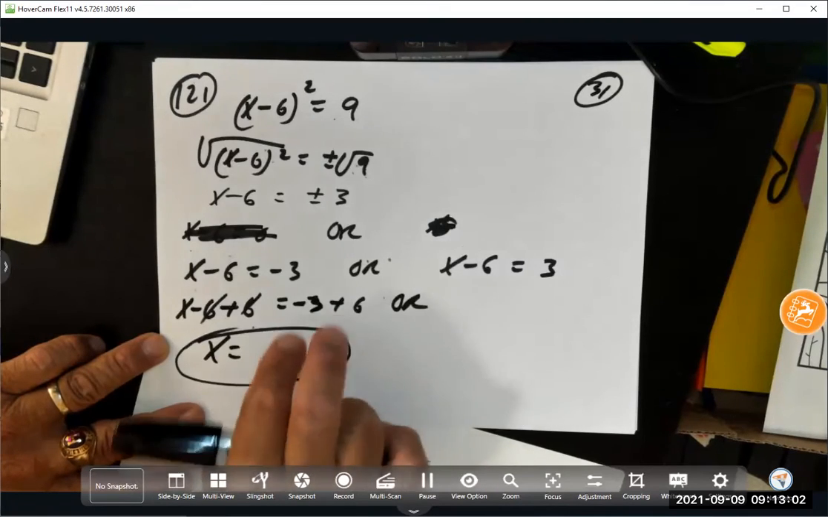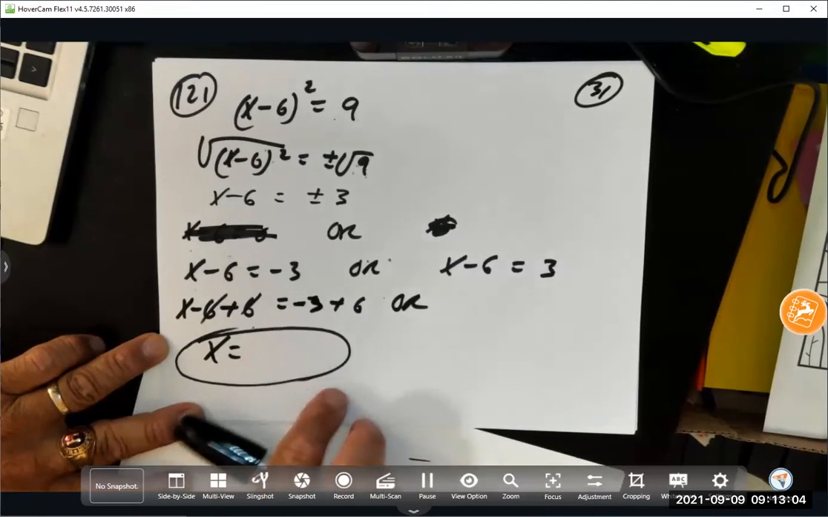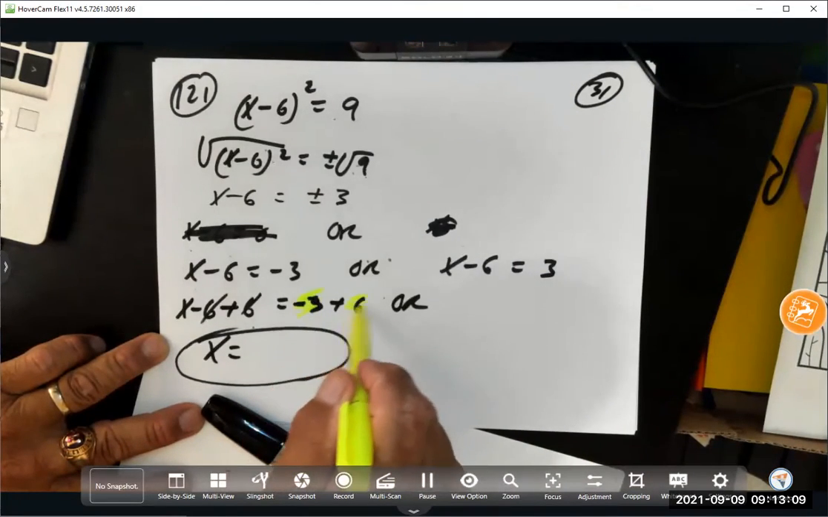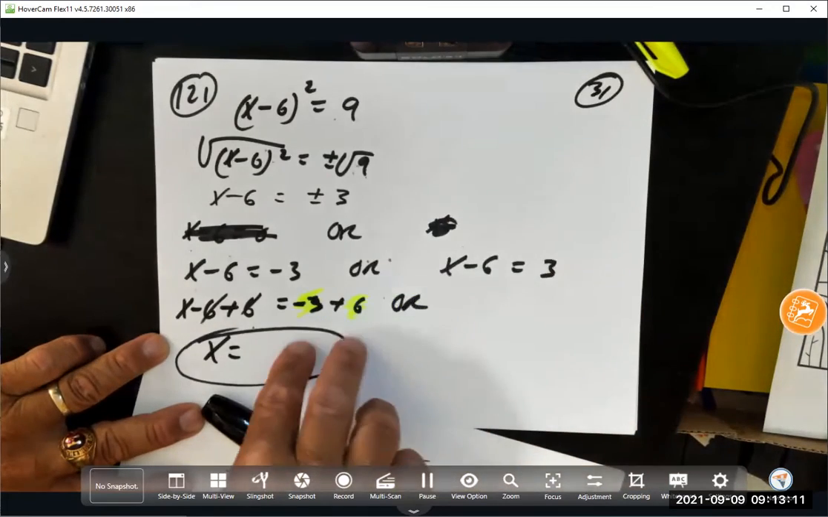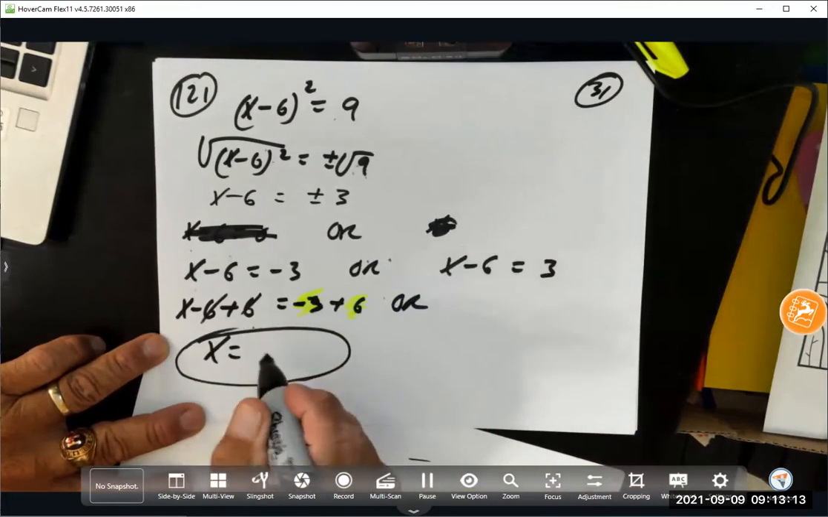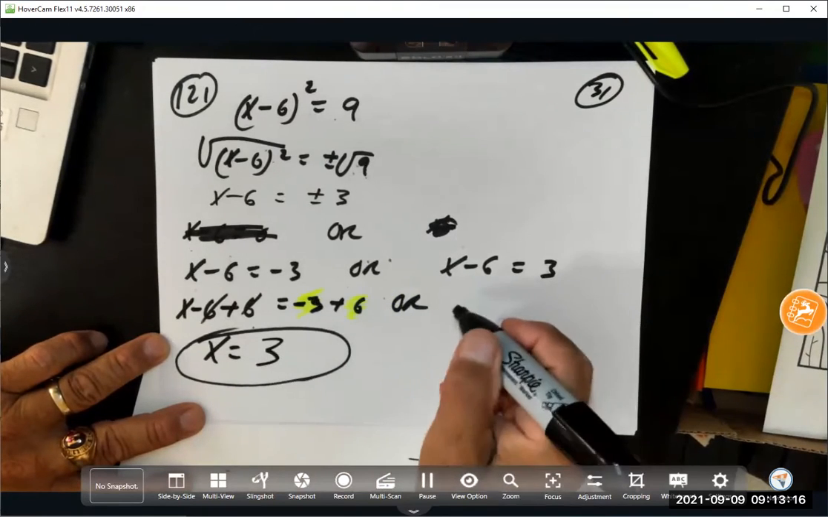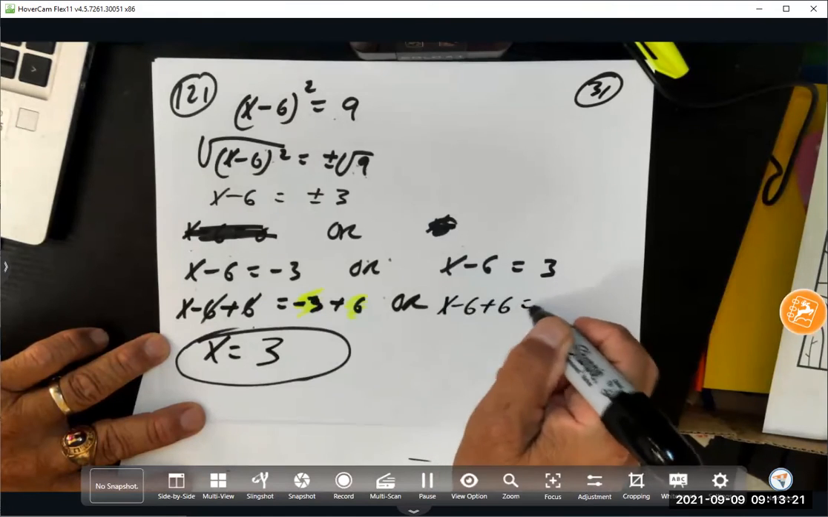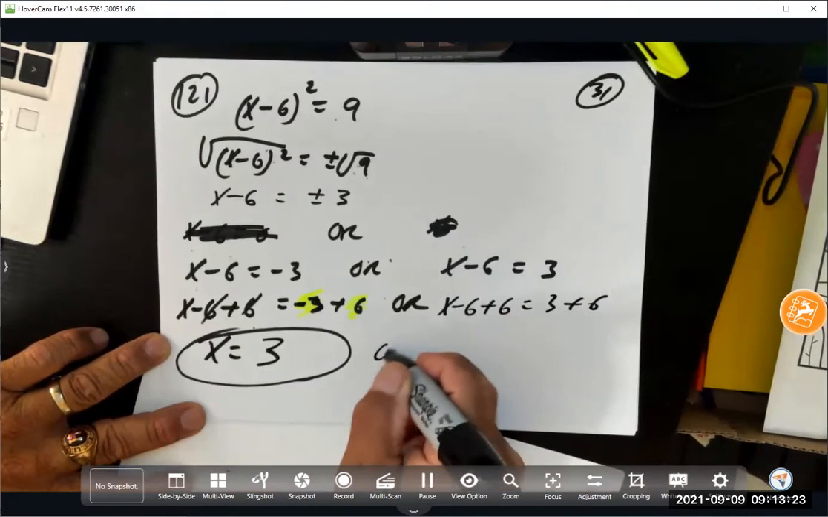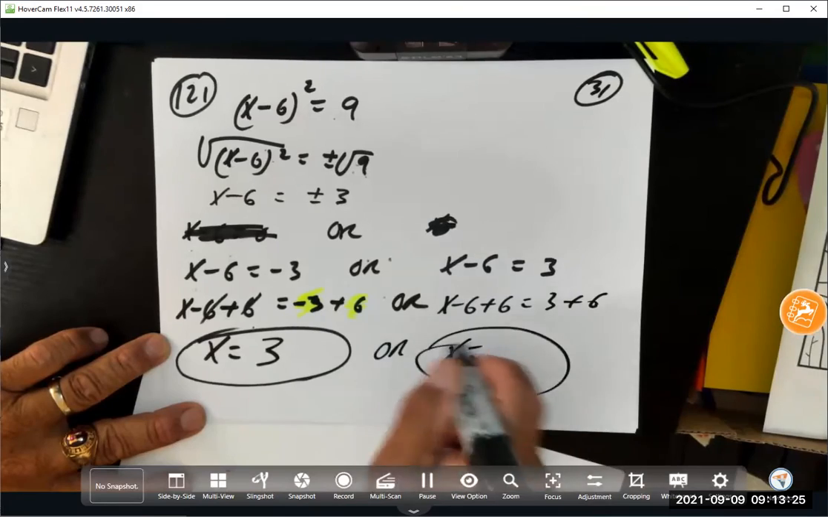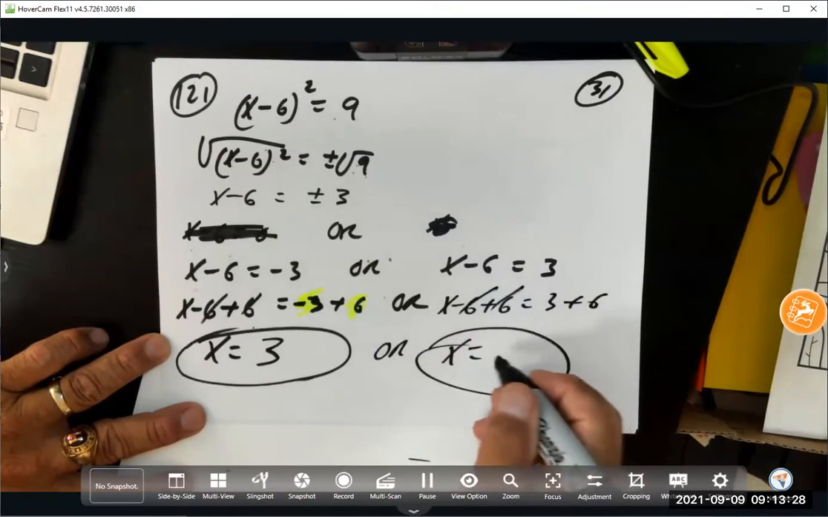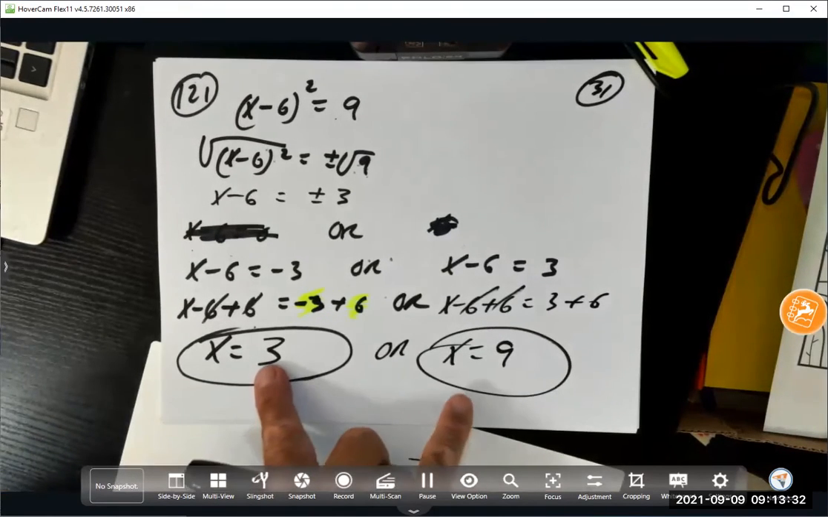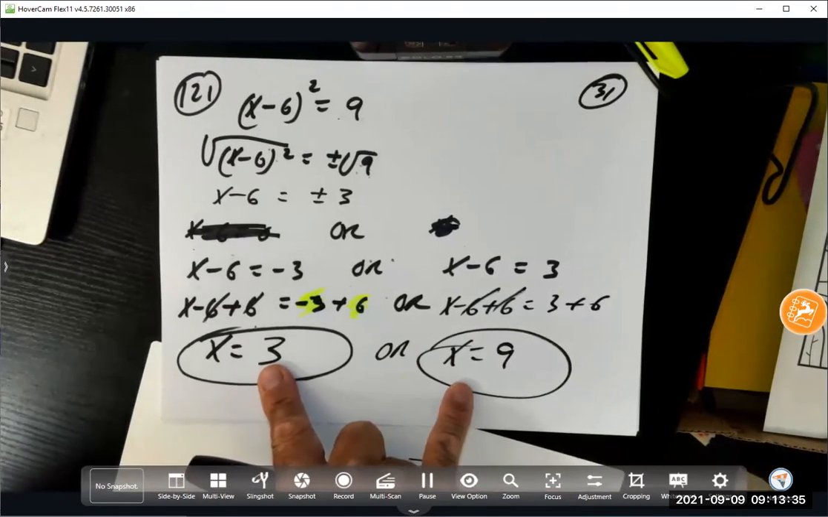-3? Okay, let me do it again. Don't say anything. Okay, what do you think it's going to be? +3. Somebody said +3, yes or no? Okay. The other one: x minus 6, add the 6, and over here, add the 6. All right, what do you think it's going to be for this one? x equals 9? Somebody said +3 and +9, yes or no? Is that okay? Yes.